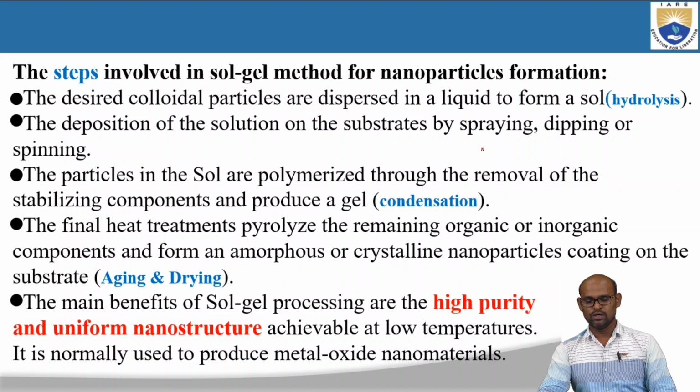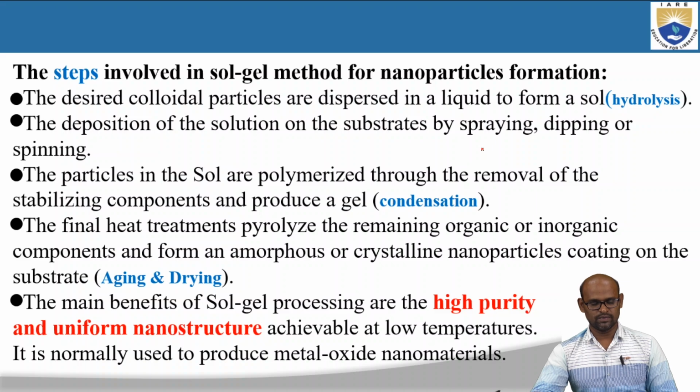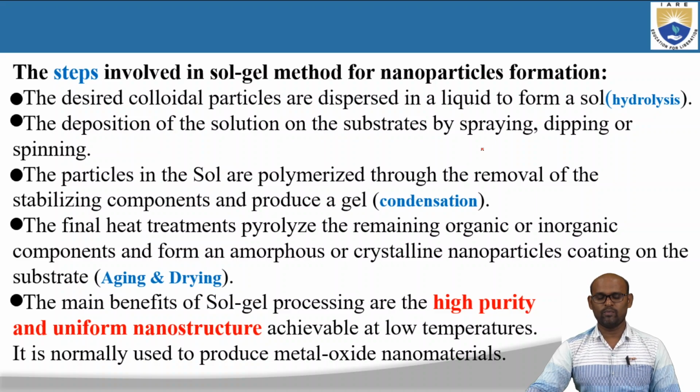This is called condensation. So once we pour this solution on a substrate, after the aging time or gelation time, we will find that the solution gets polymerized, and the final heat treatment of the solution can remove all the unwanted organic and inorganic components and form an amorphous or crystalline nanomaterial coating on the substrate. So the main benefits of this sol-gel process are the high purity and uniform nanostructures achievable at low temperatures. It is normally used to produce metal oxide nanomaterials.